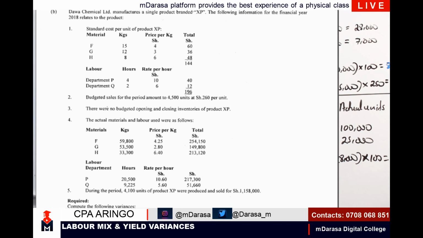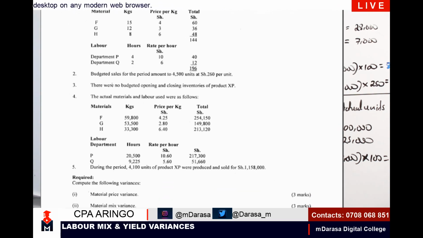Number one, standard cost per unit of product XP. For us to produce that product, we required F, G, and H kgs, standard quantity. These are the standard items. For labor, this is what you had budgeted. Note 2, we are told that budgeted sales for the period amount to 4,500 units at 260 per unit. There were no budgeted opening and closing inventories for product XP. The actual materials and labor used were as follows. So I'm given the actual material used as well as the labor.